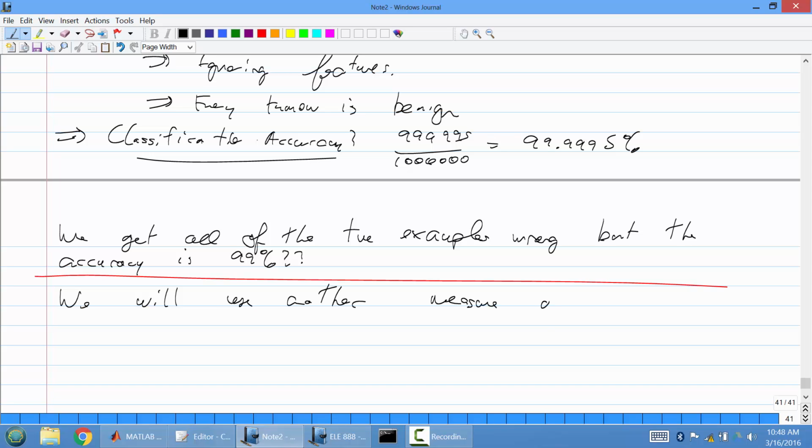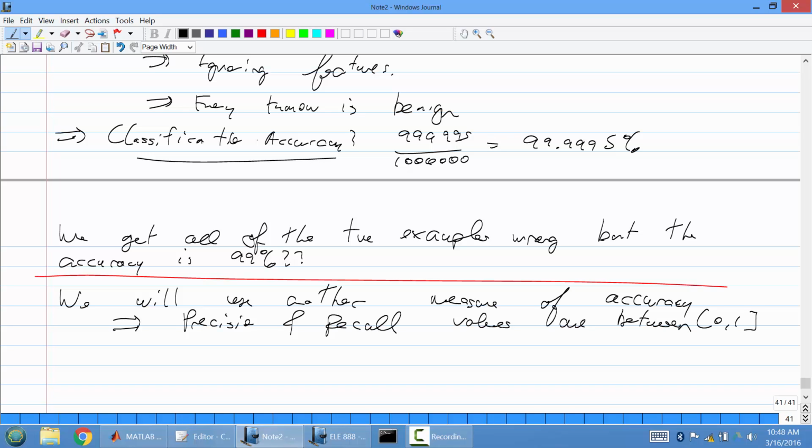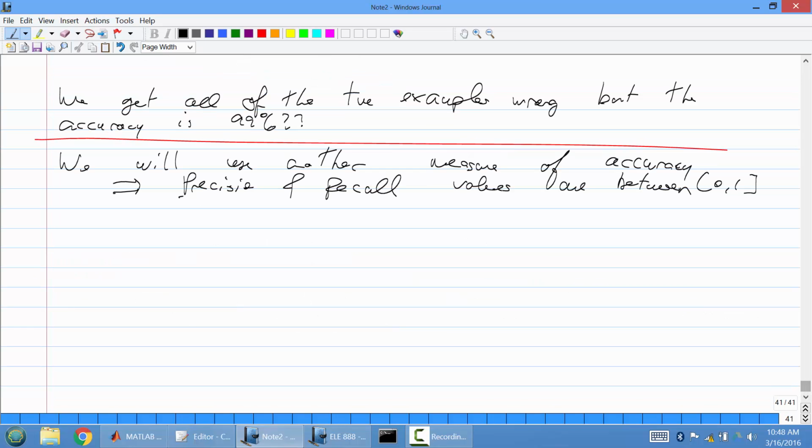We're going to use two new terms. We're going to use what's known as precision and recall to assess performance. These values are between 0 and 1. So we're going to use two terms, precision and recall, for skewed data. The definitions of precision and recall are very straightforward.